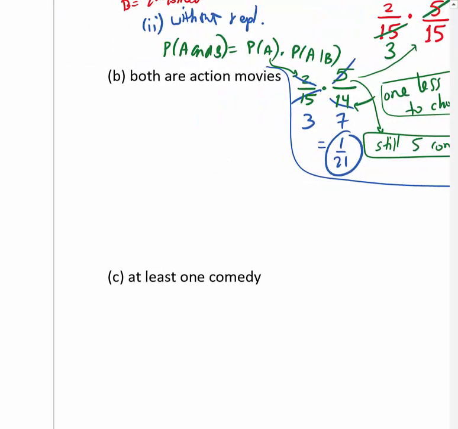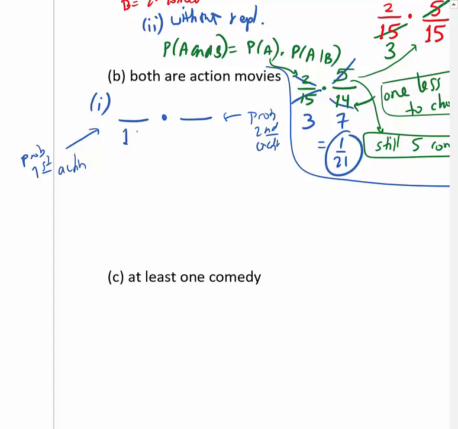Okay, let's try part B. So we'll do a similar thing. I'm not going to write out the formula. I think we get it now. Both are action movies, so what's the probability of the first one being action and the second one being action? So this would be the probability first action, and it's with replacement. And this will be the probability that the second one is action. And if you replace that movie.